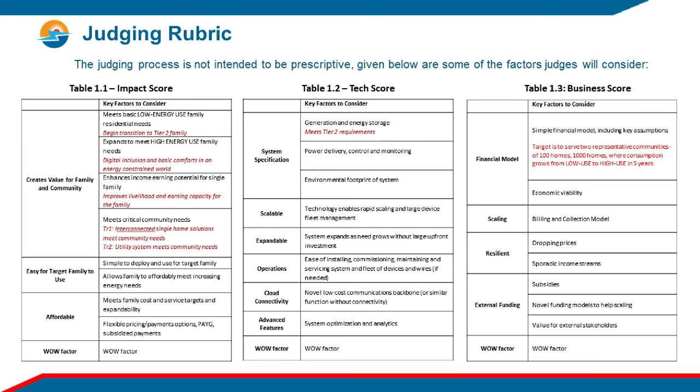So, impact score: does it create value for the family and the community? Does it meet the basic low energy use needs, and does it expand to meet high energy use? Does it enhance income earning potential? Does it meet critical community needs? These are very important elements that we've talked about in terms of value for family and community. Is it easy for the target family to use, or do I need a PhD to go through the screen and the touch screens and everything else to be able to operate this?